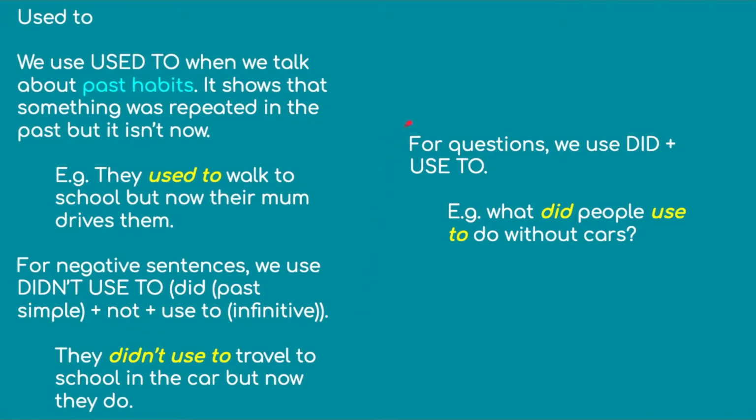When we make questions with the verb used to, and this is in the past, we use did plus used to. So, for example, this is habits in the past, asking questions about habits in the past. Example: what did people used to do without cars?